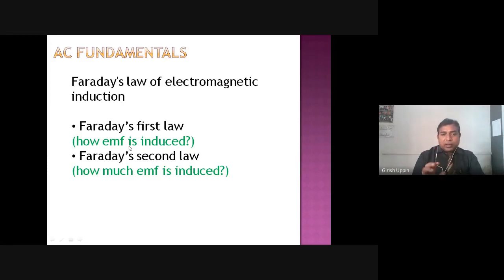What is Faraday's first law? Faraday's first law says that in any electrical conductor or coil, whenever the flux linked with that particular coil or conductor changes, an EMF is induced. Suppose you have a coil or a conductor, as he said, if we move the magnet towards the coil or away from the coil, the flux linked with the coil changes. Whenever the flux linked with the coil changes, automatically an EMF is induced inside the conductor or the coil.